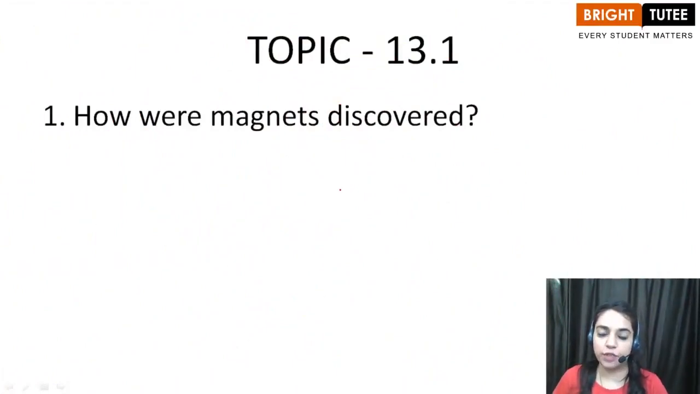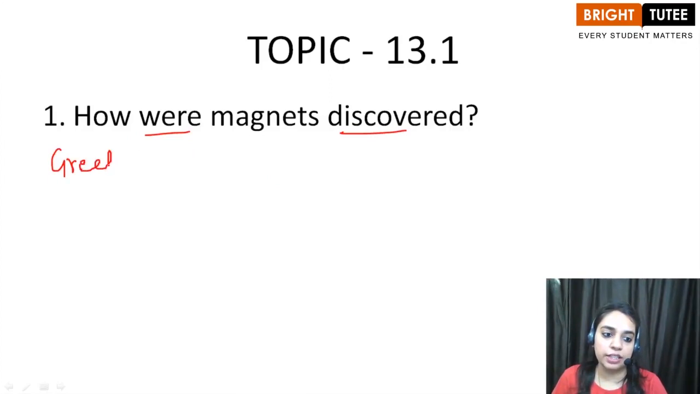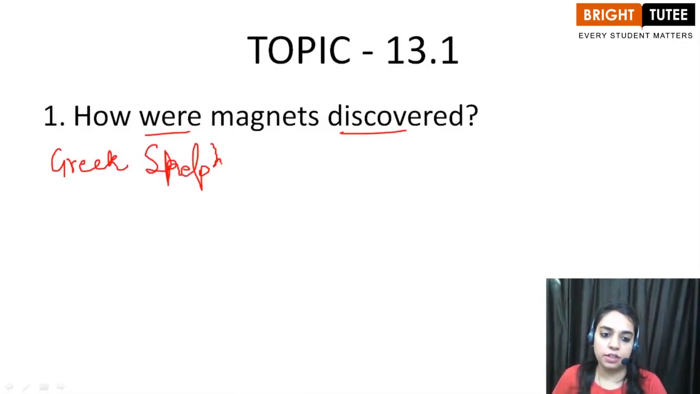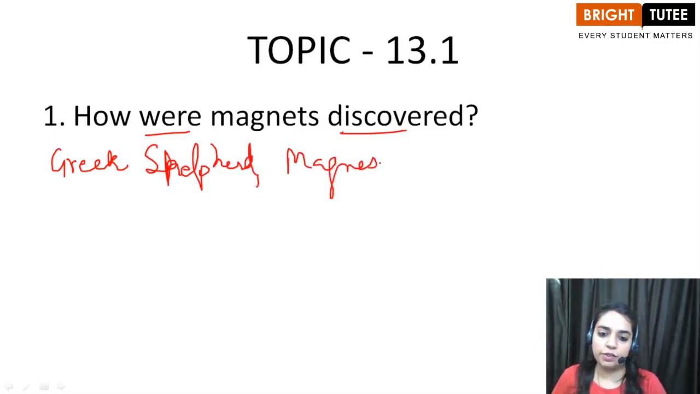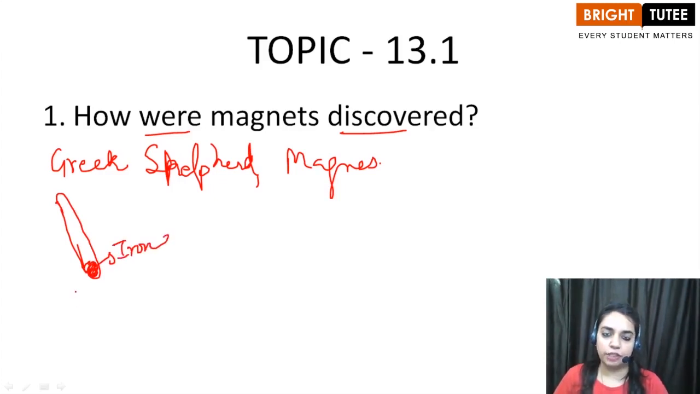In this session we are going to discuss some of the question and answer. So children, how were magnets discovered? It is believed that there was a Greek shepherd and his name was Magnus, and he had his shepherd stick, and the other end of his shepherd stick had iron attached to it. It was made up of iron.